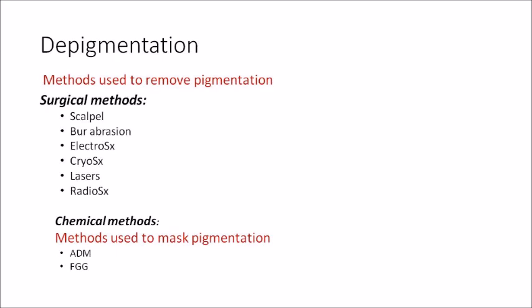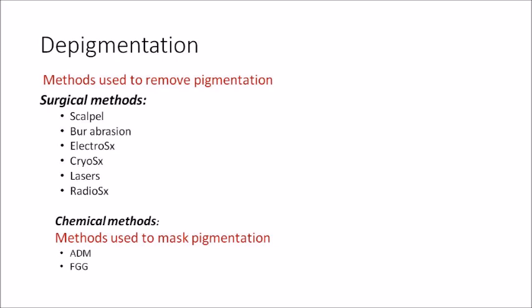The methods used to remove pigmentation include surgical methods and chemical methods. Surgical methods, as we all know, there are different methods to perform a surgery. It can be a scalpel surgery, it can be using bur abrasion, electrosurgery, cryosurgery, lasers and even radiosurgery we use to do the depigmentation surgery.